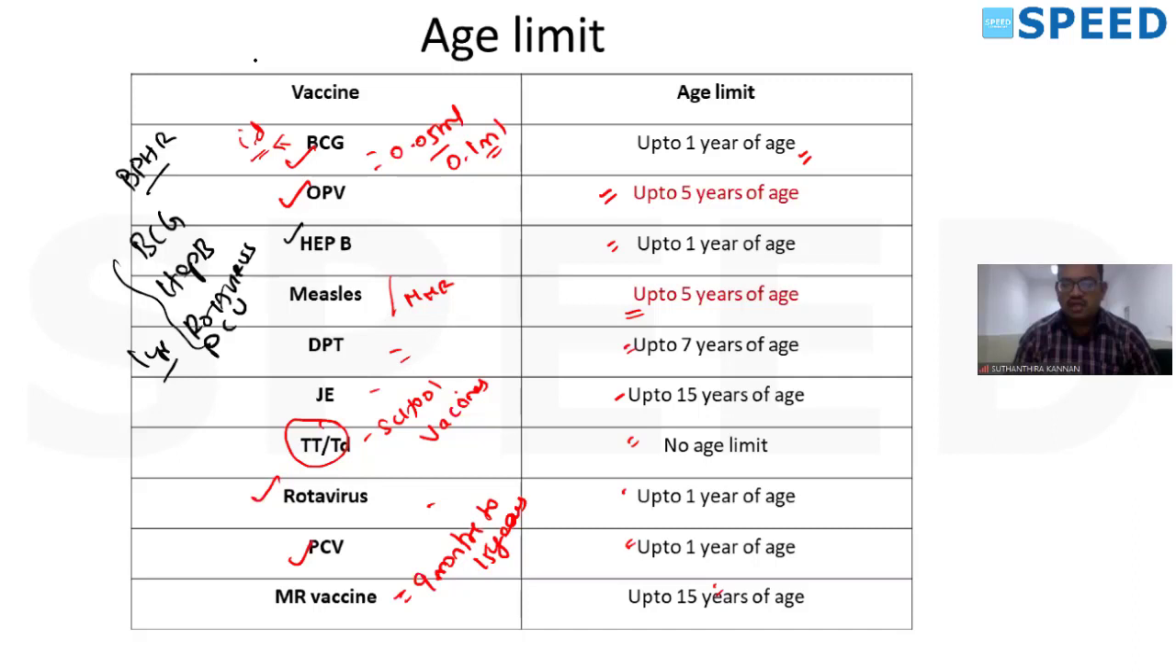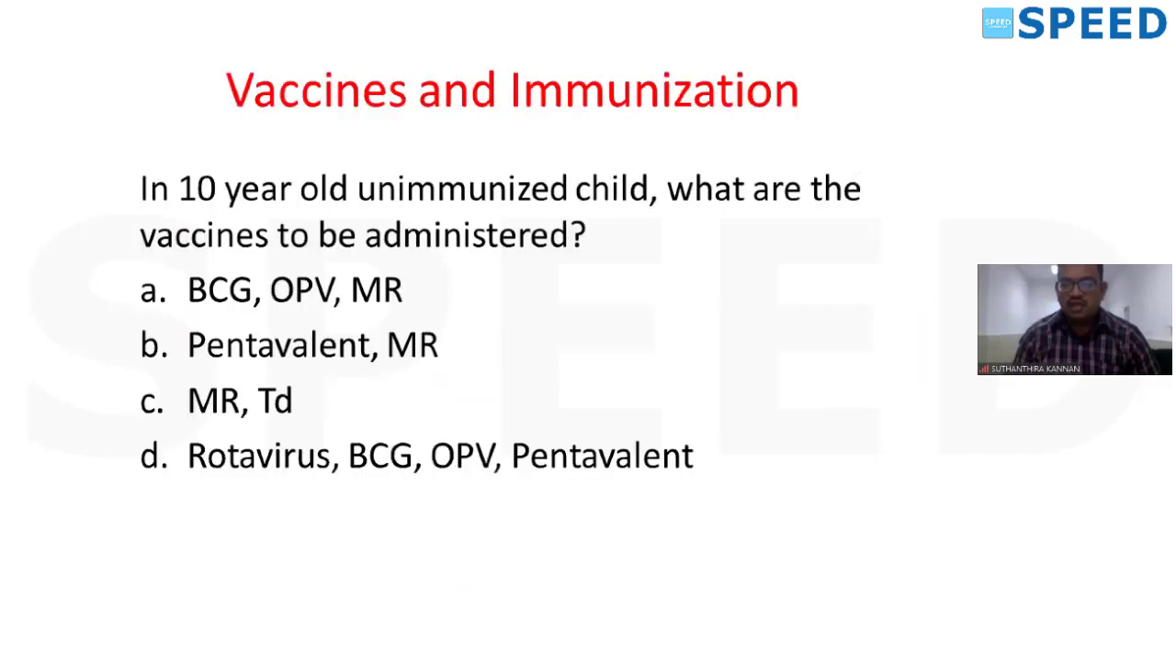So let's come back to the MCQ which we have put. In a 10-year-old unimmunized child, what are the vaccines to be administered? Obviously, I cannot give BCG and OPV, because BCG can be given up to 1 year of age and OPV up to 5 years of age. So this option is ruled out.